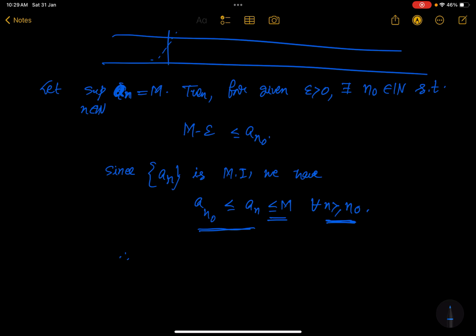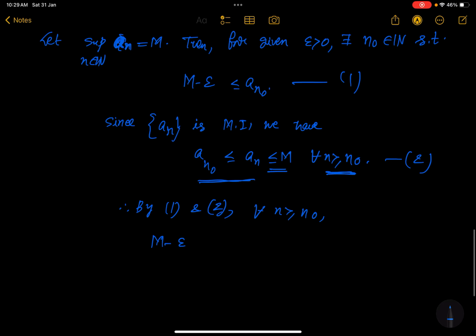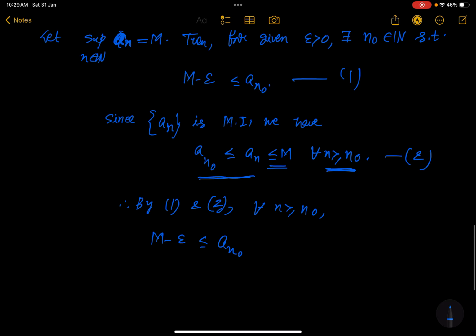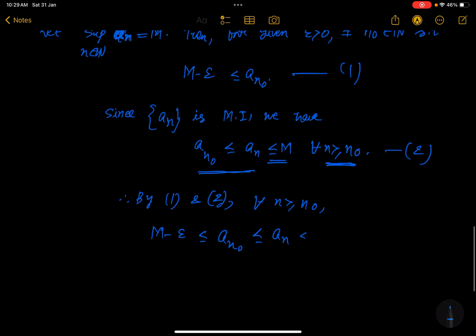Now, so what do we get? If we start from 1, this is my 1, this is my 2, so for every n bigger than or equal to n not, m minus epsilon is less than or equal to a_n not, by 1, by 2, this is less than or equal to m, but m is less than m plus epsilon, right? So what we get is that the limit as n goes to infinity of a_n is m, and m is nothing but the supremum of a_n, n belongs to N, right?